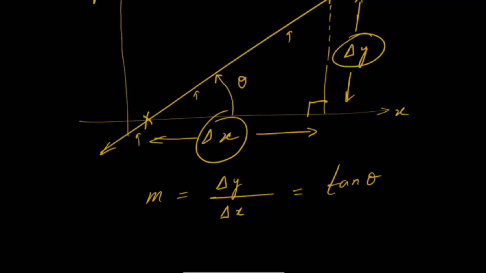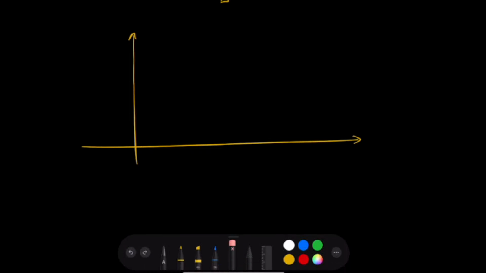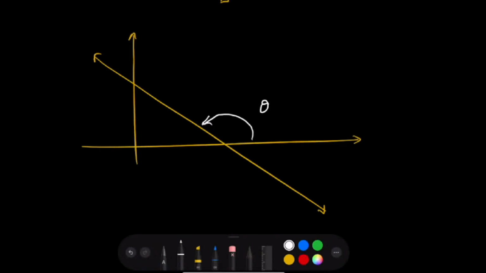So slope can also be given by tan theta, where theta is the angle that the line makes with the x-axis. Clear? Now next thing is this. Suppose we have a line which doesn't make an acute angle, which makes an obtuse angle. So if you have a line like this, now if you measure the angle of this line, this angle is obtuse. It is not acute, it is greater than 90 degrees.